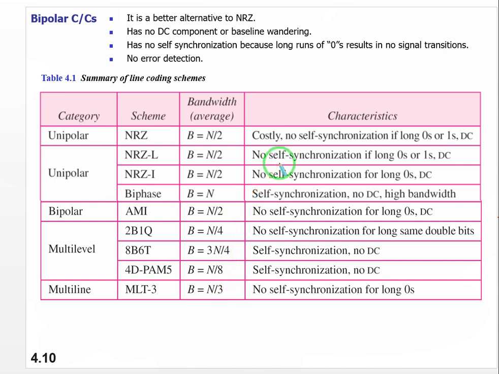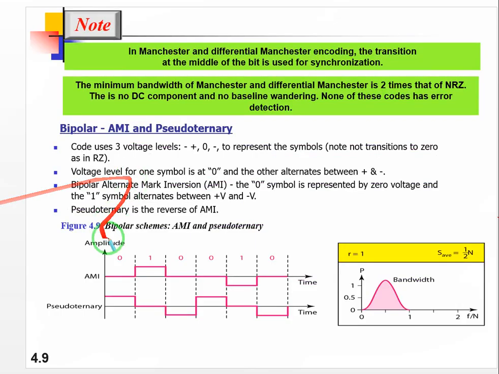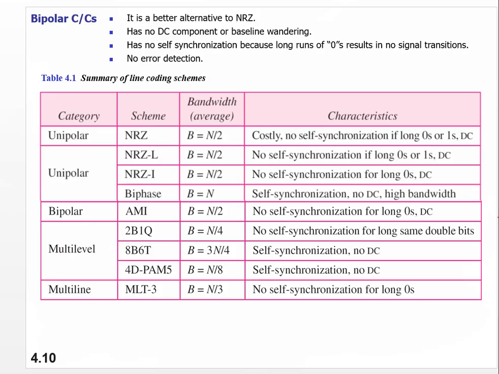Bipolar is a better alternative to non-return to zero. It has no DC component, but it has no self-synchronization, because long runs of zeros result in no signal transition. The zero is represented as zero voltage, which means there is no signal transition. That's why there is also no error detection. What is error detection? In the next chapter I will explain how we can find errors and how we can correct them. Later on we will study it.